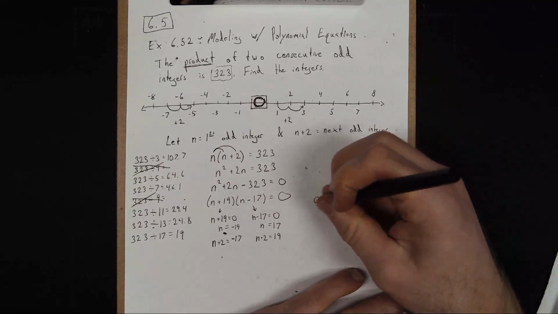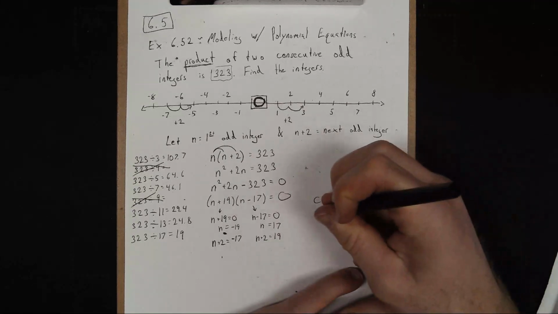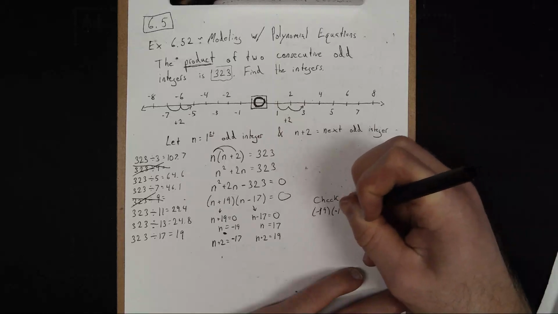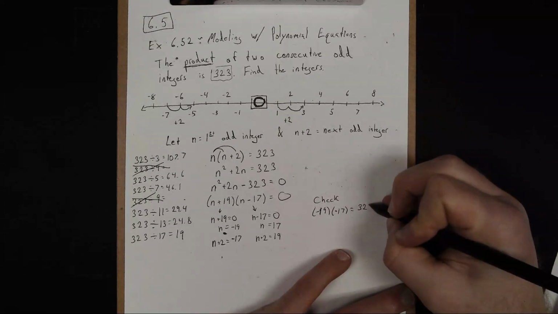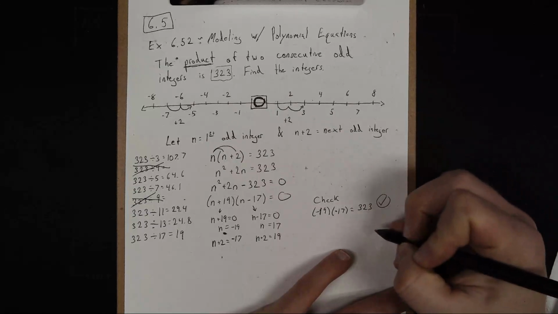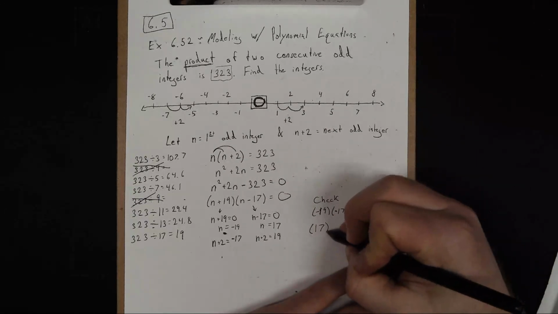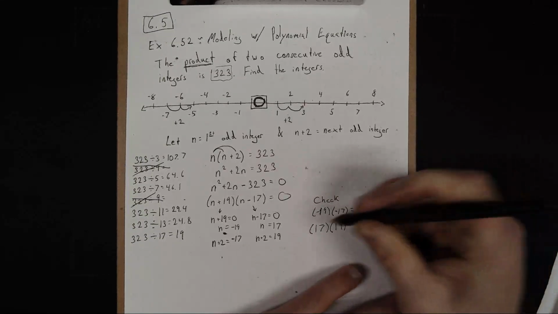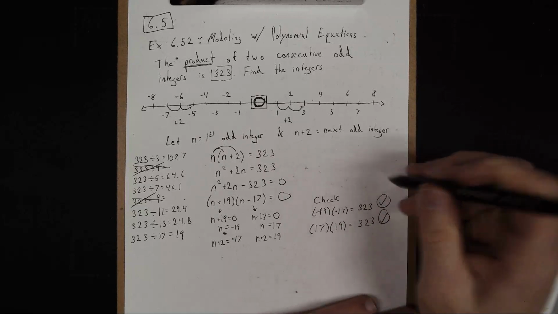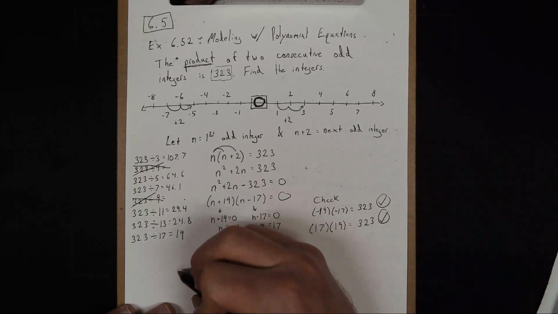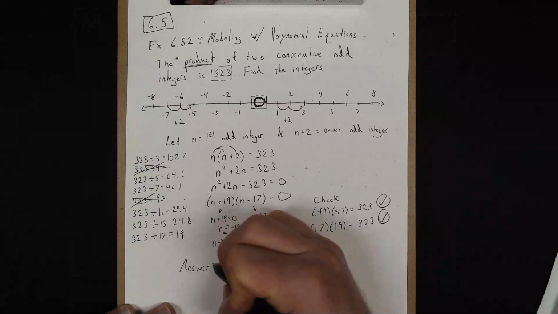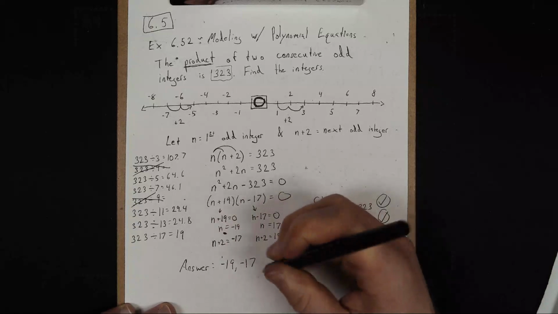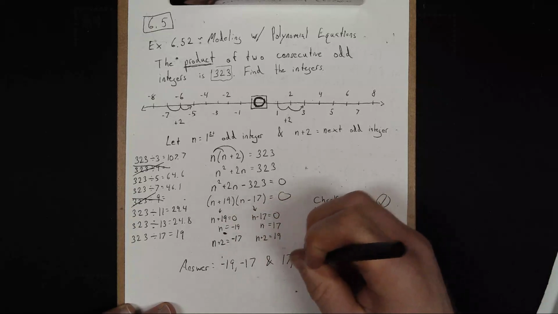And if we check, negative 19 times negative 17 is positive 323. That one's good. And then, of course, positive 17 times positive 19 is positive 323. They are consecutive integer pairs, so our answer would be negative 19 and negative 17, and 17 and 19.